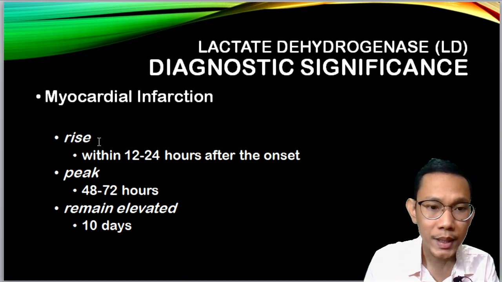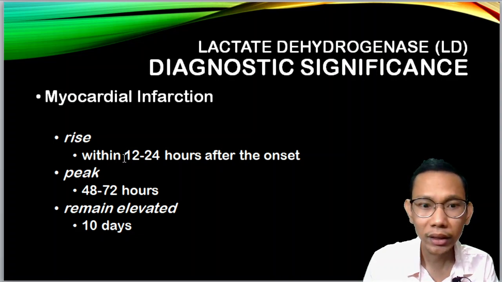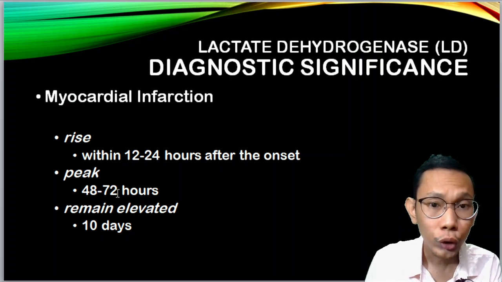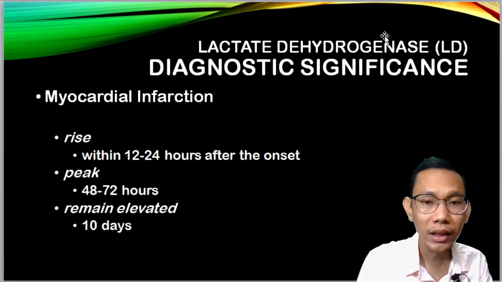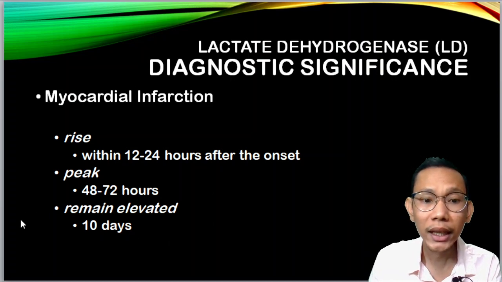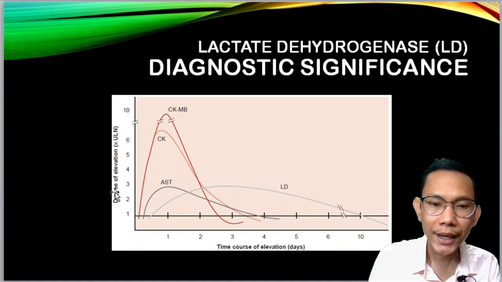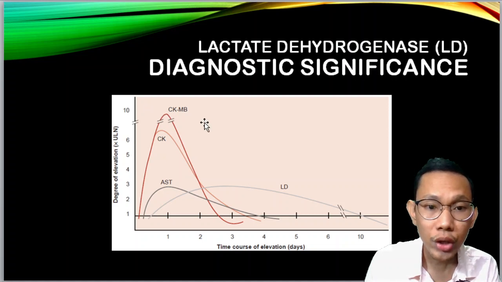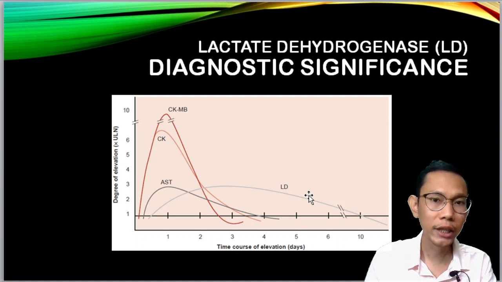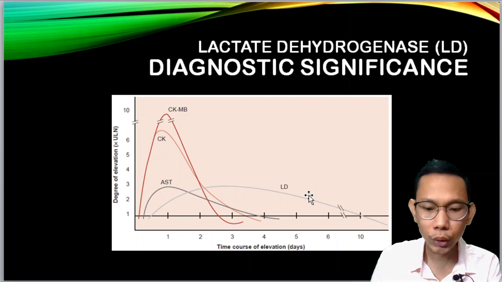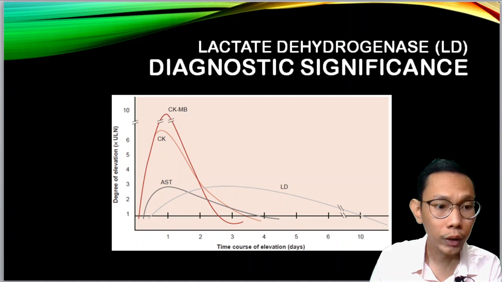Remember your CK? Your CK will rise at approximately 4 to 8 hours, right? And also peak around 24 to 48 hours. However, your CKMB will be normal after 2 to 3 days, unlike your lactate dehydrogenase, which remains elevated even until 10 days. So we have a very good diagram here that differentiates your CK, AST, and LD in terms of the effect of myocardial infarction. But before that, I'll give you an overview of what is myocardial infarction. Kasi nga, paulit-ulit natin dinidiscuss ang MI. At least to give you an overview of what is MI.